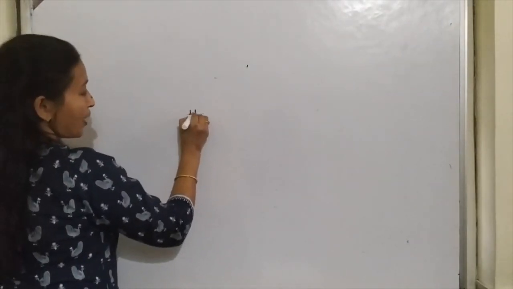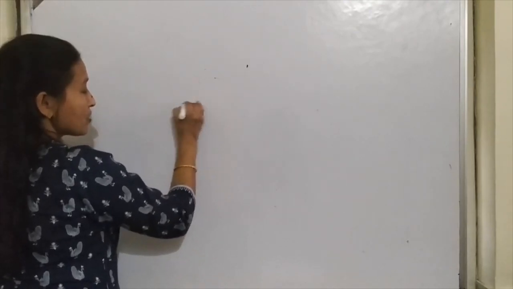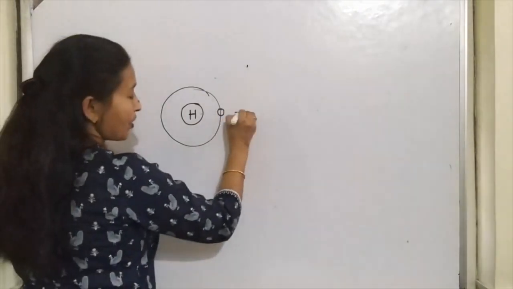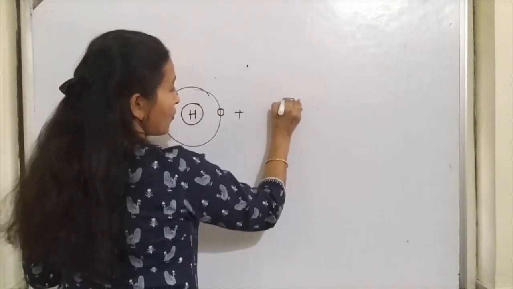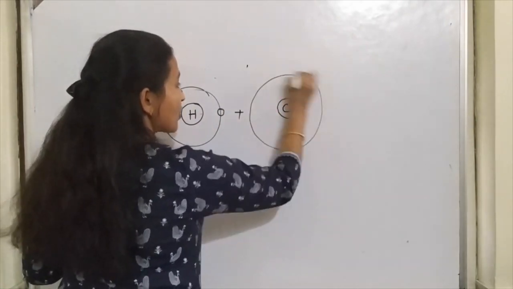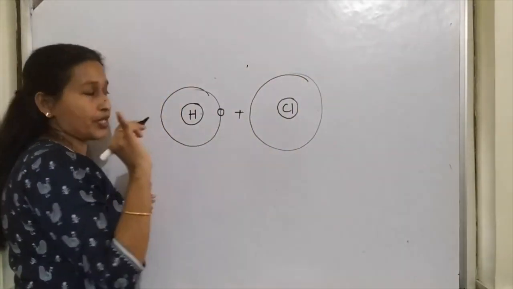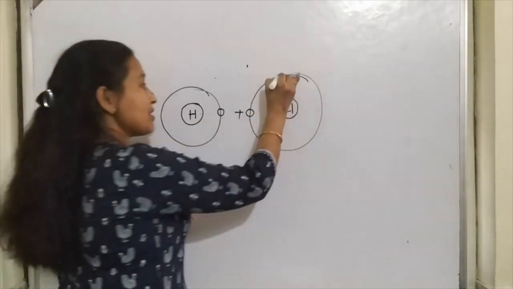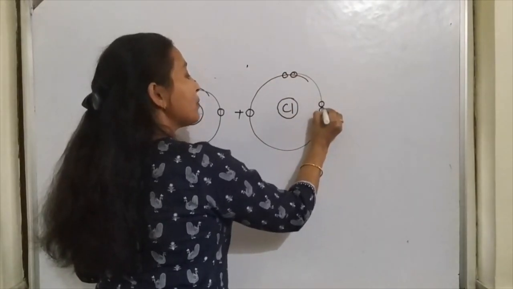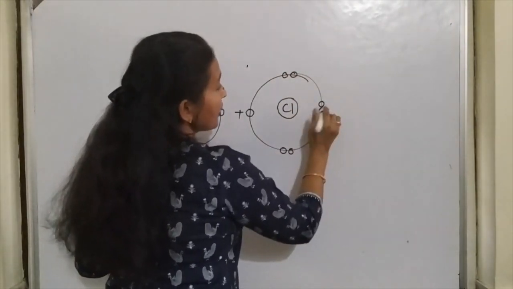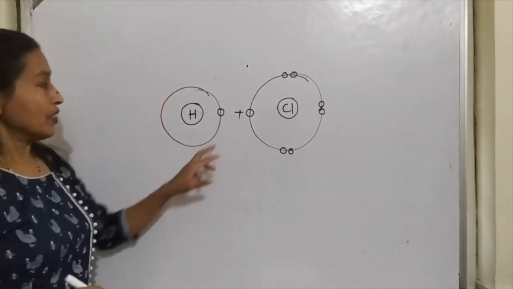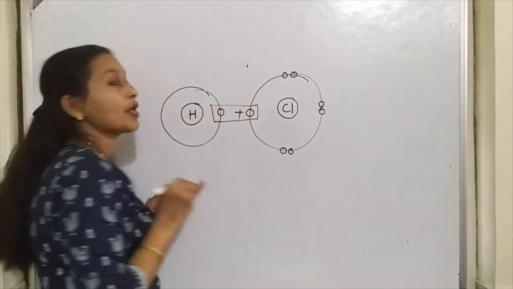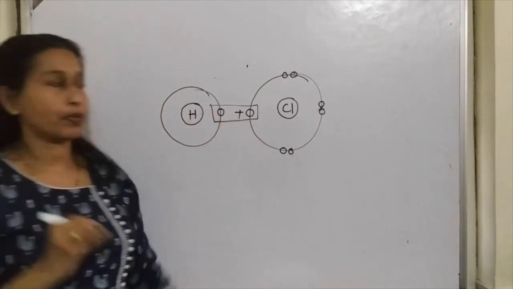Okay, so I'll first draw the hydrogen orbital diagram. This is the nucleus, this is the first shell. Only one shell is there, and one electron. And we have chlorine, for which we'll show only the outermost shell. This is the nucleus and the outermost shell. Chlorine needs one electron, so we keep that one electron for sharing, and the remaining 6 electrons we keep in pairs. So this needs 1, and this needs 1. They mutually share 1 electron only. They share 1 pair of electrons.